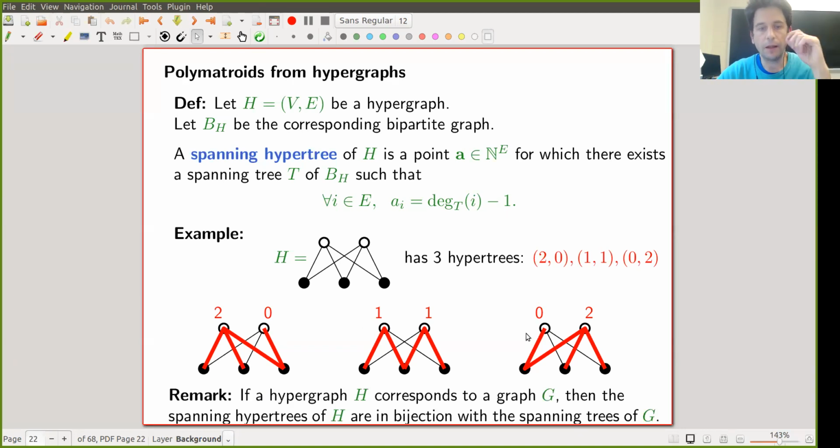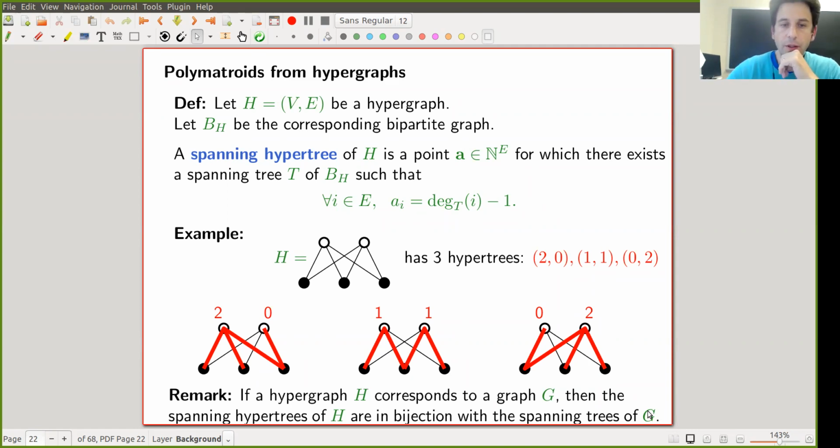And the remark is that if the hypergraph corresponds to a graph, meaning that each hyperedge is just of degree 2, then the spanning hypertrees of H are in bijection with the spanning trees of G. The correspondence is, if you have a 1, it means you are creating this connection between the 2 vertices. And if you have a 0, it means you are not creating a connection. You have a dangling edge that serves no purpose in terms of connecting the vertices.